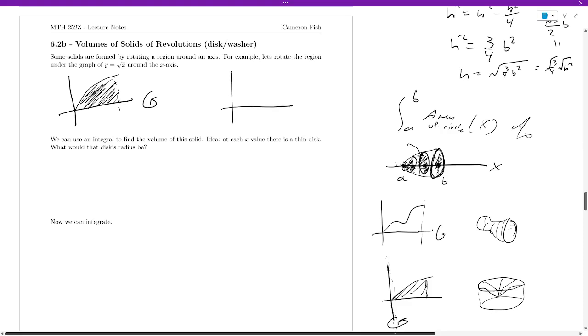Maybe just to draw a little bit more, a good way to think about it is to grab some specific x values and think of the circles that are sitting there. So at this one x value, I have a circle with that radius, and at another x value, I have a circle with that radius, and at another x value, I have a circle with that radius. So I have all these circles, and they are filling out that total volume, is the idea.